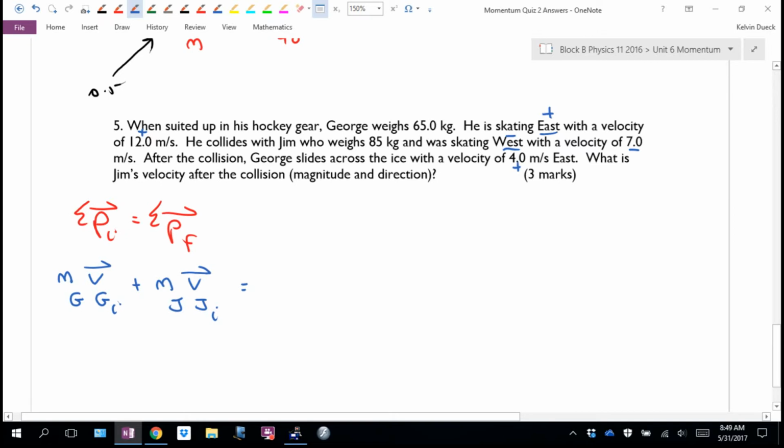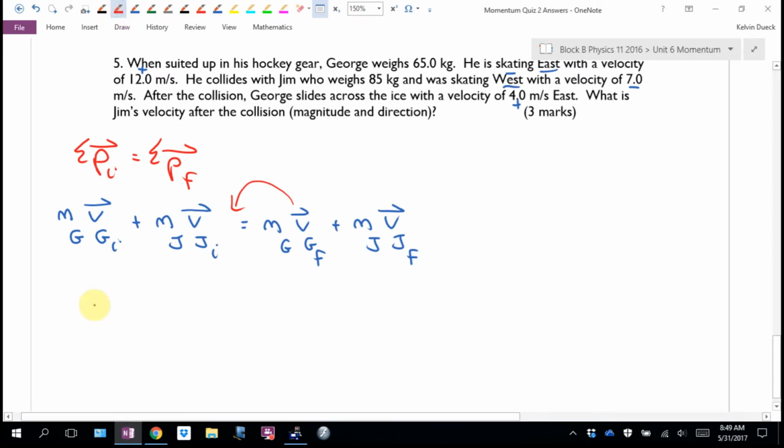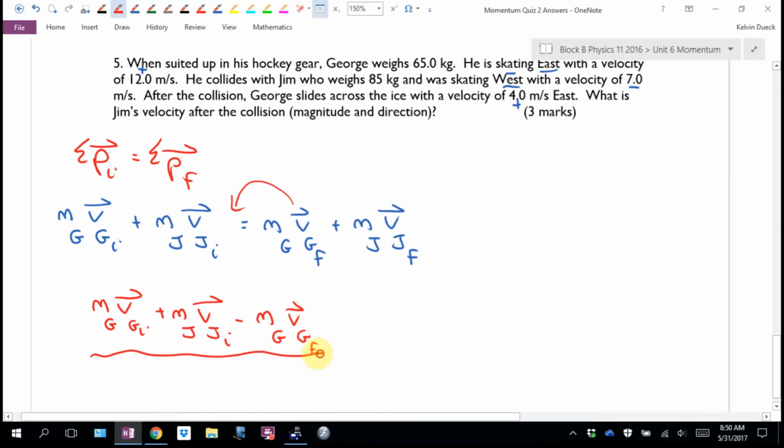Wham! They collide. After the collision, we're going to have stuck together or separate? Separate, both moving. Mass of George, velocity of George final, plus mass of Jim, velocity of Jim final. This is really similar to question number 1 in some ways, in that we have 4 different momentums, 2 on the left, 2 on the right. And it's going to be a similar mathematical process. I think I'm going to minus this over and then divide by the mass of Jim. I think I'm going to get this. Mass of George, velocity of George initial, plus mass of Jim, velocity of Jim initial, minus mass of George, velocity of George final, all divided by mass of Jim. That's going to give me final velocity of Jim.